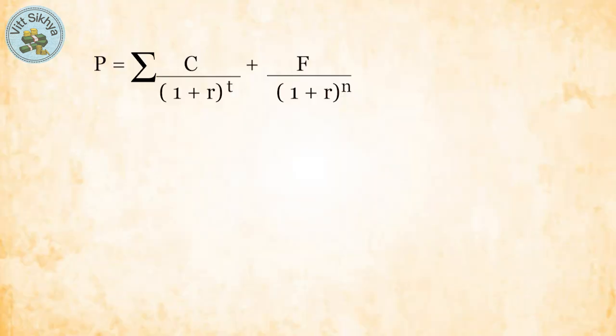Okay, now here's where things get spicy. The price of a bond is not always Rs 10,000 or whatever its face value is. It depends on interest rates and market demand. There's a formula to calculate bond price. The price is equal to sigma C over (1 plus R) raised to the power T, plus F divided by (1 plus R) raised to the power N.